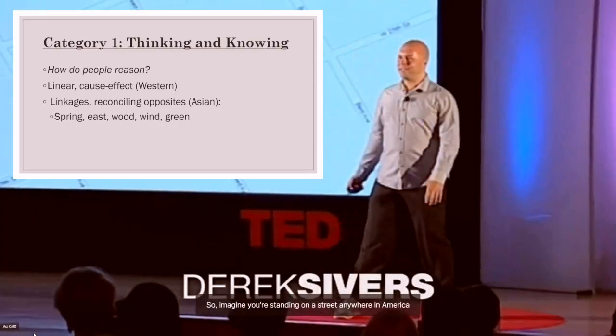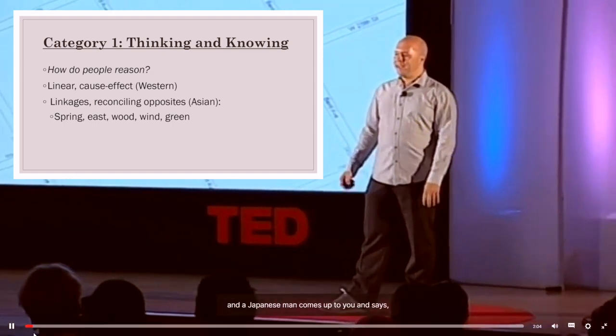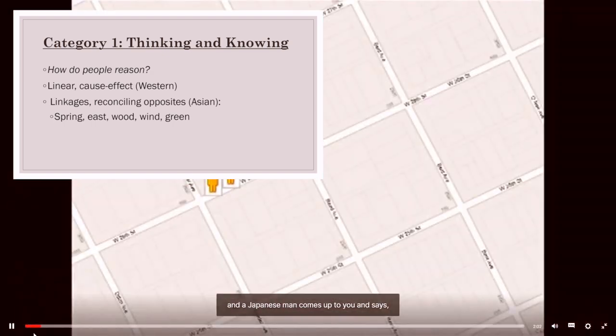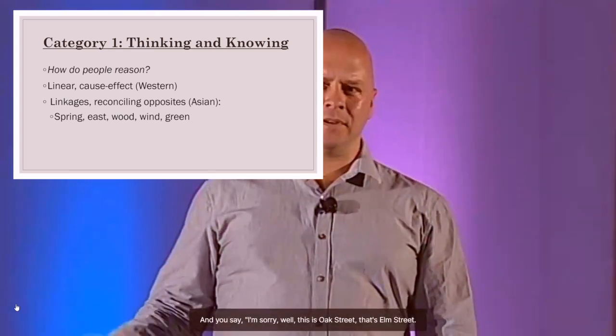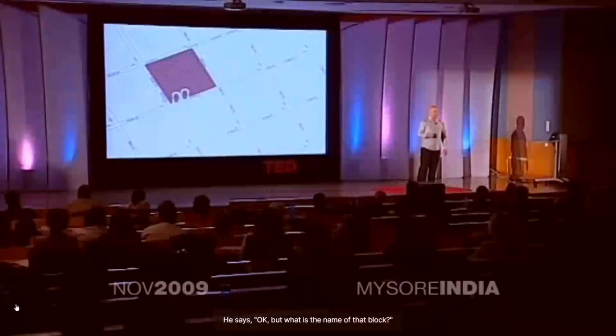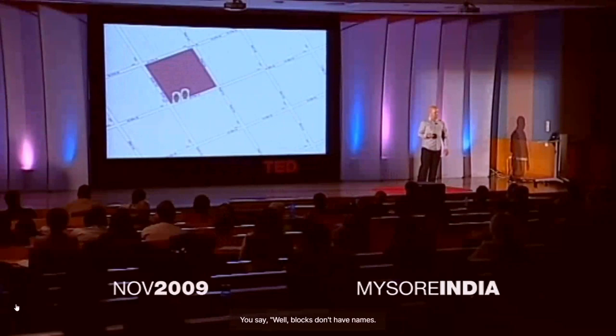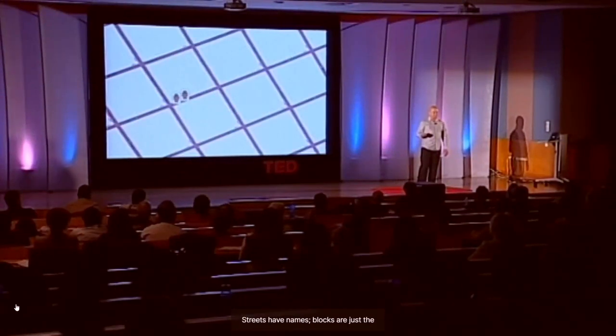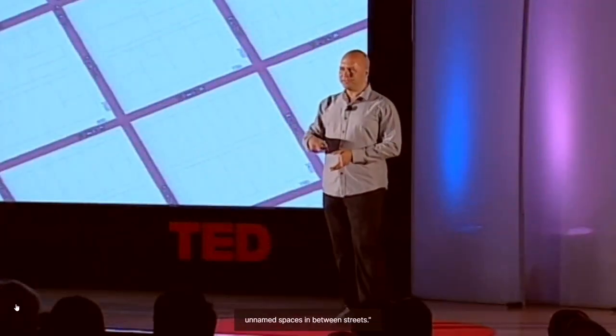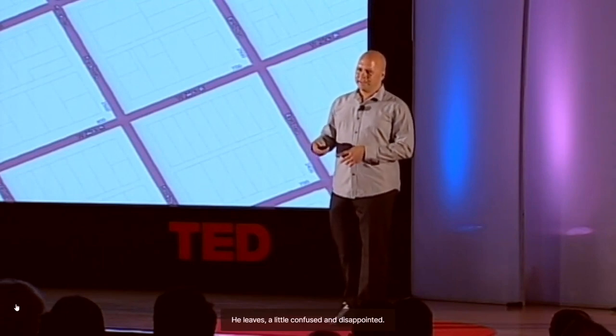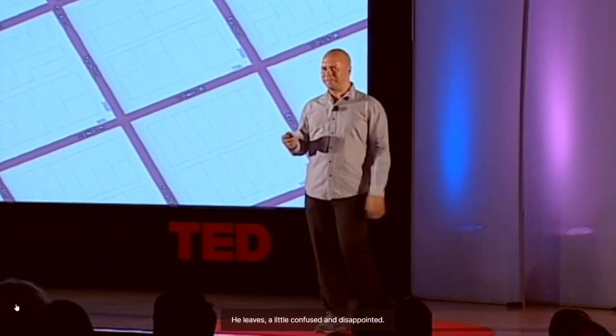So imagine you're standing on a street anywhere in America, and a Japanese man comes up to you and says, excuse me, what is the name of this block? And you say, I'm sorry, well, this is Oak Street, that's Elm Street. This is 26th, that's 27th. He says, okay, but what is the name of that block? You say, well, blocks don't have names. Streets have names. Blocks are just the unnamed spaces in between streets. He leaves a little confused and disappointed.